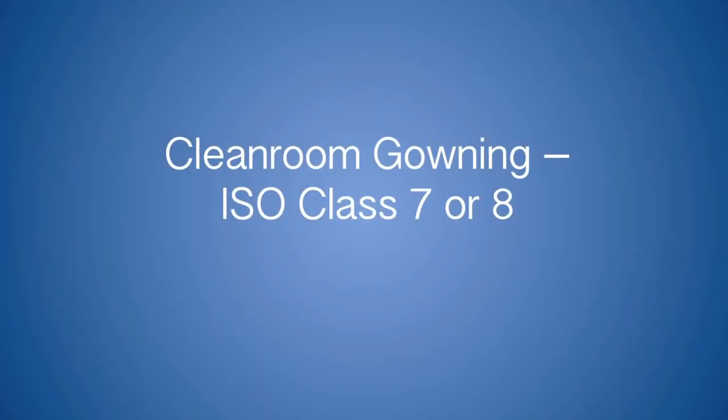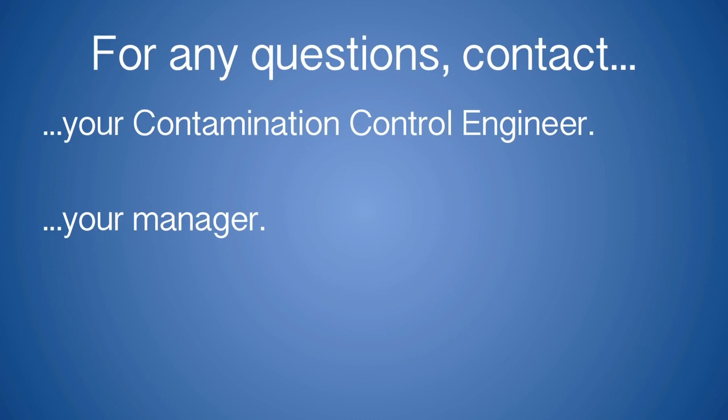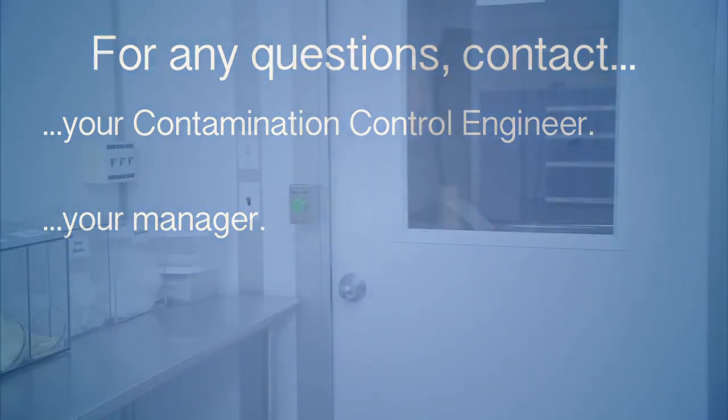Cleanroom gowning, ISO Class 7 or 8. We are now ready to gown up for the cleanroom. First, we will go over the gowning typically used for an ISO Class 7 or 8 cleanroom environment. However, your specific environment may require more stringent controls. Always check with your contamination control engineer or manager.